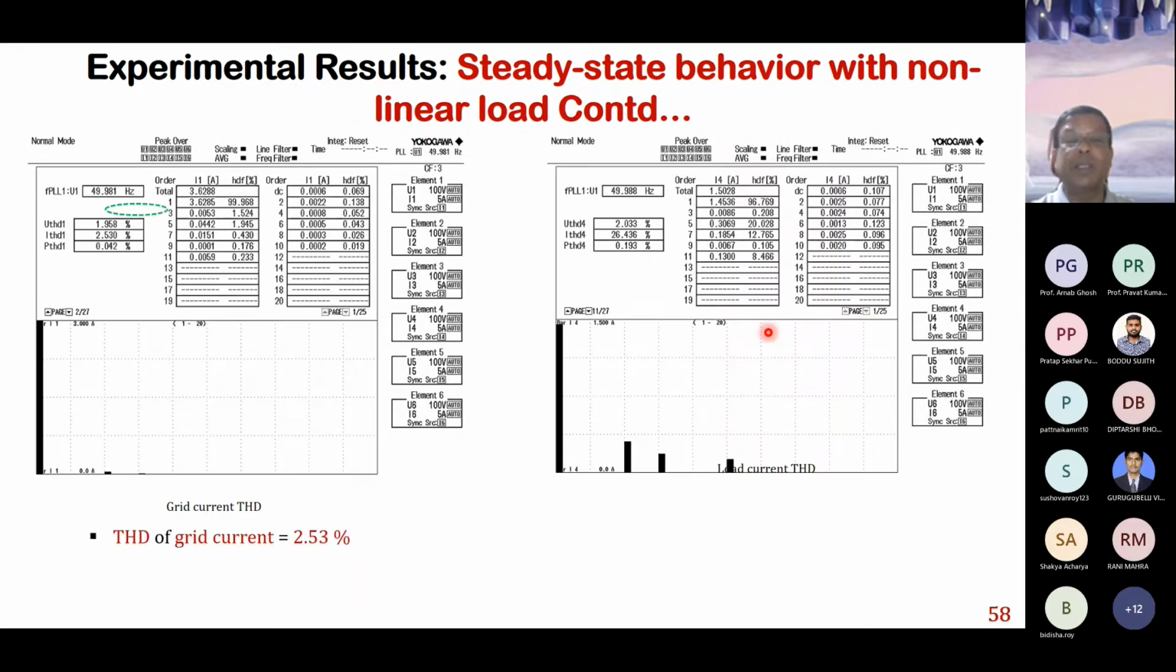And this is the figure that the THD of the grid current has been reduced to 2.53%. And for the load current, you could see the THD of the load current is 26.36%.